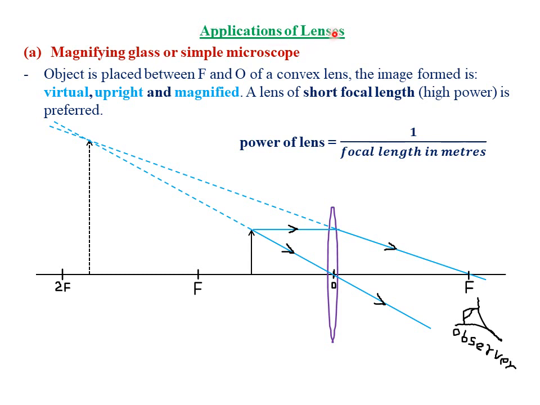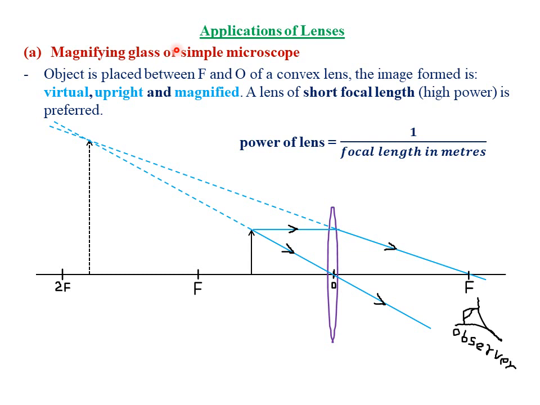So today we are looking at applications of thin lenses, and the first application is what we call a magnifying glass, or a simple microscope. In a magnifying glass or a simple microscope, an object is placed between the principal focus and the optical center of a convex lens. Then the image formed is usually virtual, upright, and magnified.